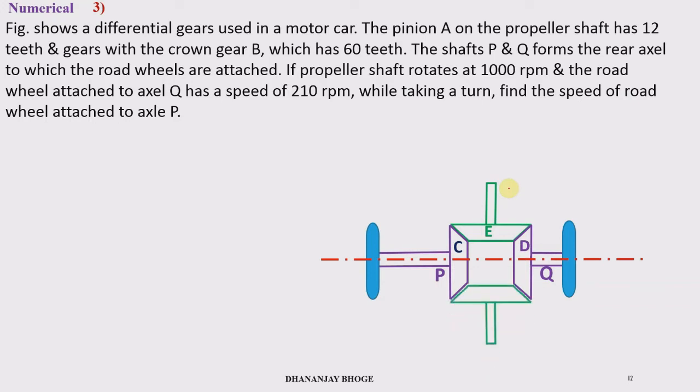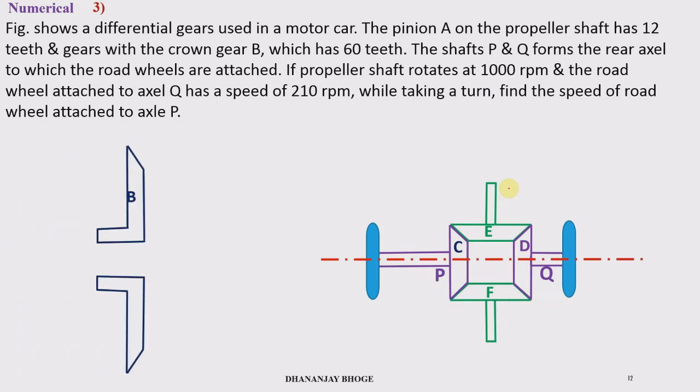Now draw another gear F, which is coaxial with gear E. Again, E and F are of the same size, that is, they have an equal number of teeth. The gears shown in green color, gear E and gear F, are of equal size. They will have the same number of teeth. And gear C and gear D are also of equal size, having the same number of teeth.